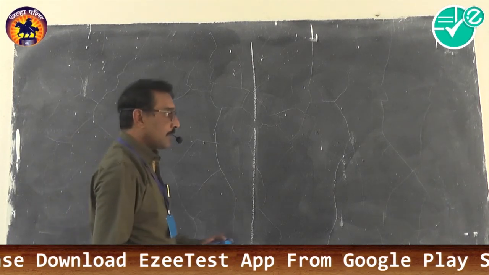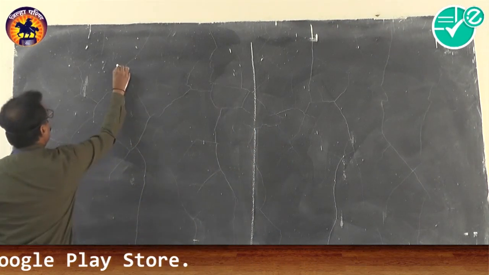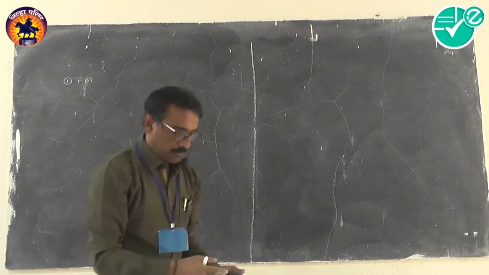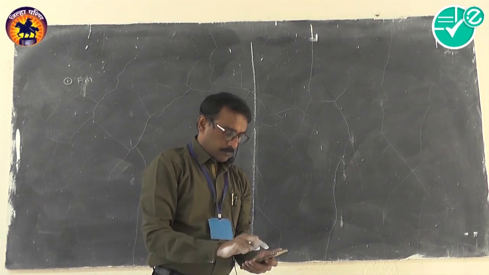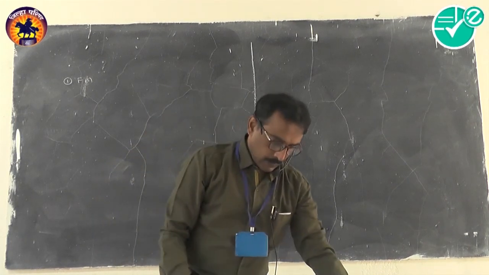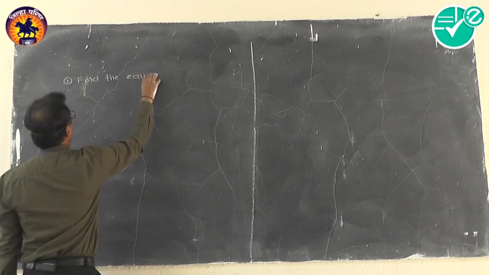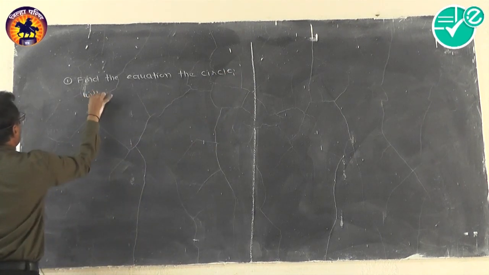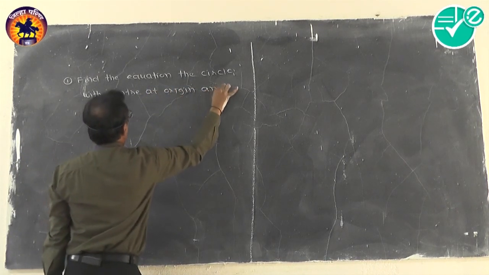Now we'll take problems on this one. The very first problem: find the equation of the circle with center at origin and radius is 4.